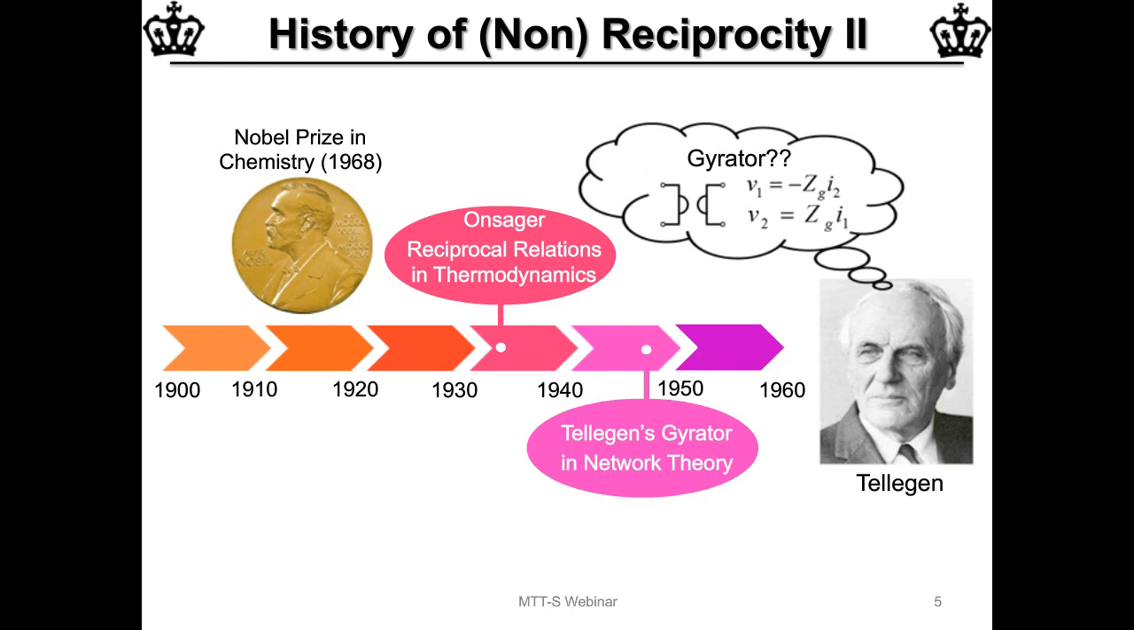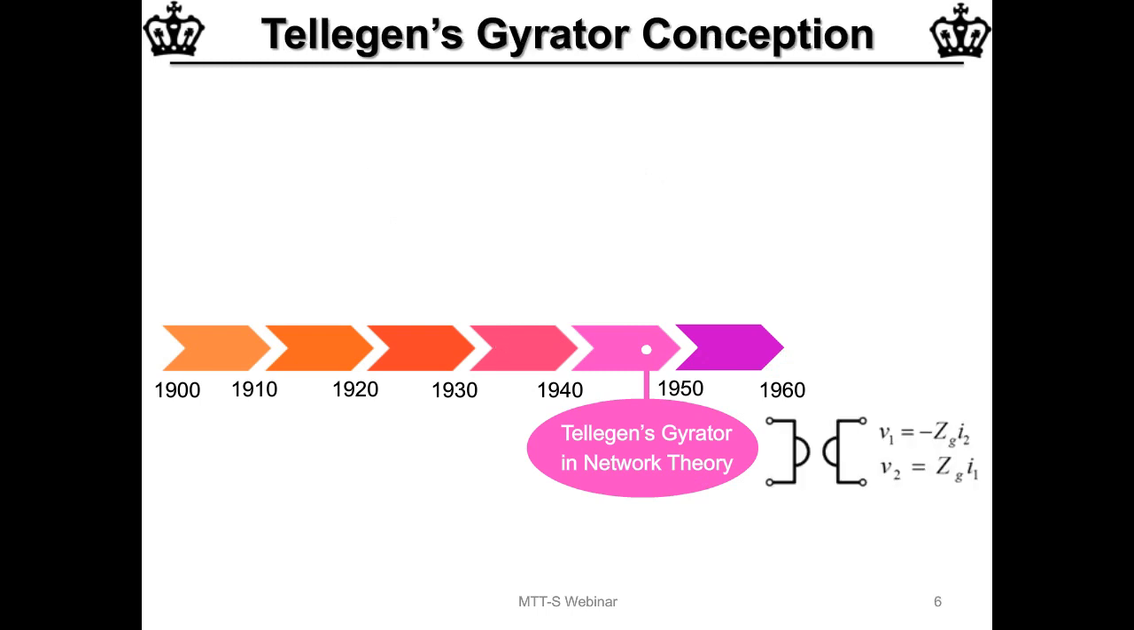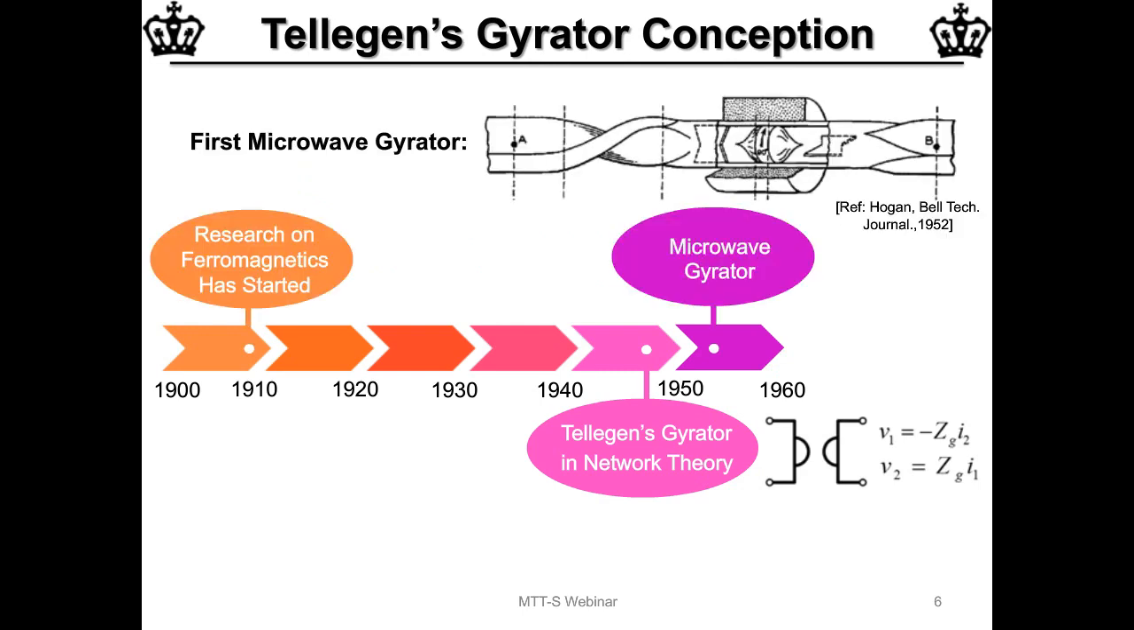This component, the gyrator, was postulated by Tellegen as the fifth elemental circuit component beyond the resistor, the inductor, the capacitor, and the transformer. Essentially, with the gyrator and the four other reciprocal components, any arbitrary non-reciprocal network can be synthesized. And shortly after the proposal of the gyrator, the first microwave gyrator was actually built in the 1950s. This was at Bell Labs using magnetic materials.